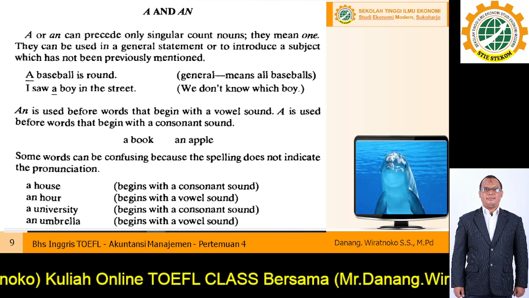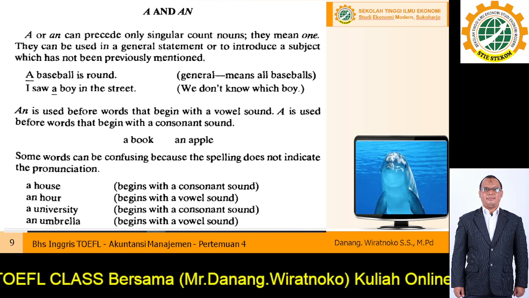They mean one. They can be used in the general statement or introduce a subject which has not been previously mentioned. Ini sebelumnya belum disebutkan ya. So a baseball is round. It means generally, although general means all baseball is round. I saw a boy in the street. So we don't know which boy. Many boy. Ini tadi ya. Oh, ini juga satu contoh lagi. Sorry. One more example. Ya.